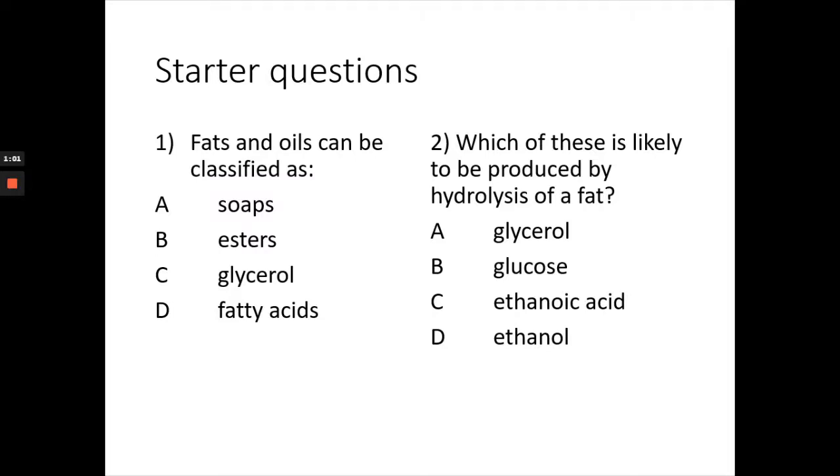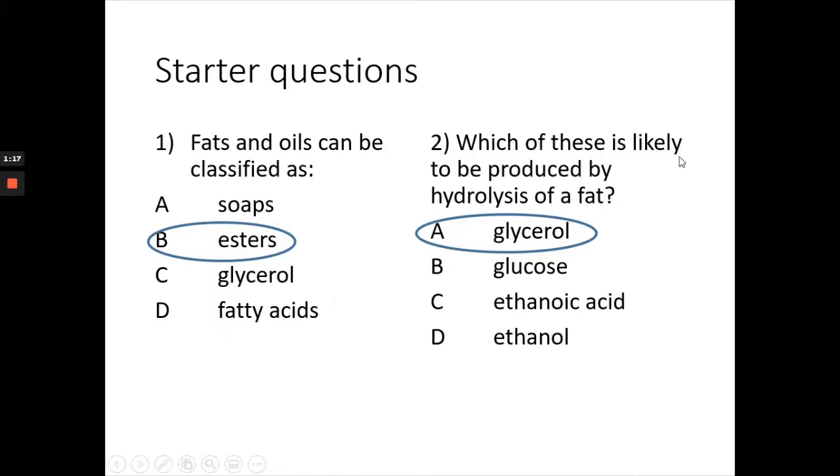Okay, I'm hoping you've had a go at these questions. So here we go. Fats and oils can be classified as esters. They're definitely not soaps, and they are esters of glycerol and fatty acids. So you need to remember that about the structure of fats and oils.